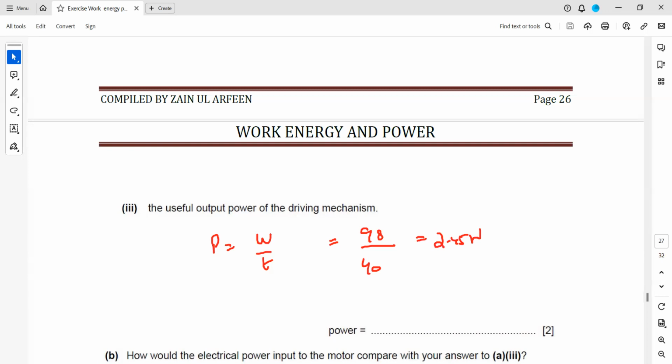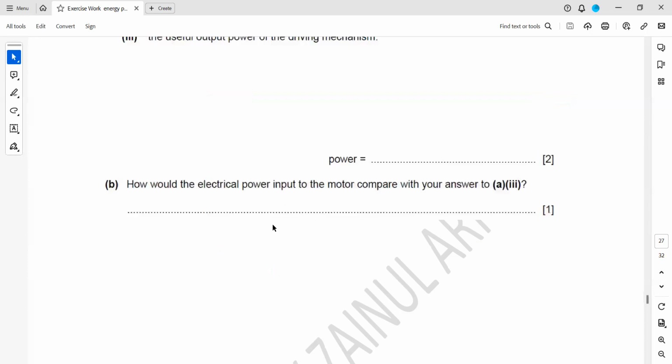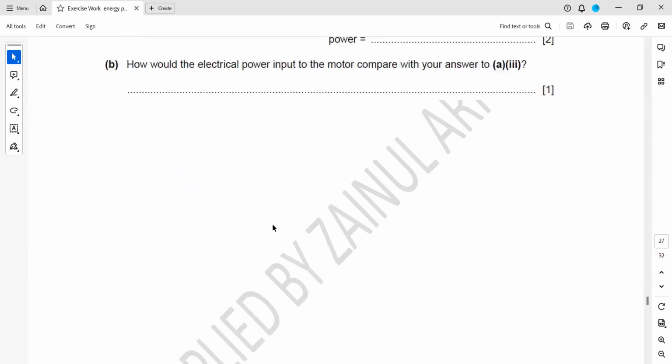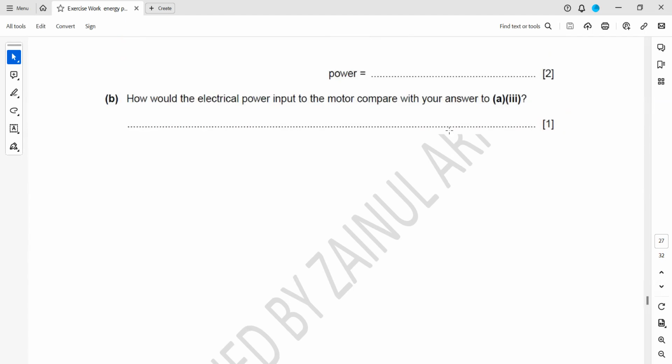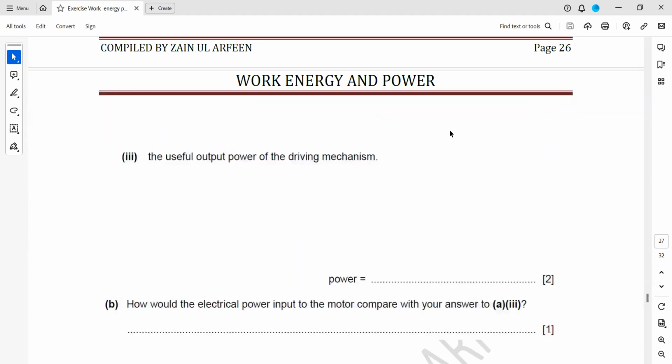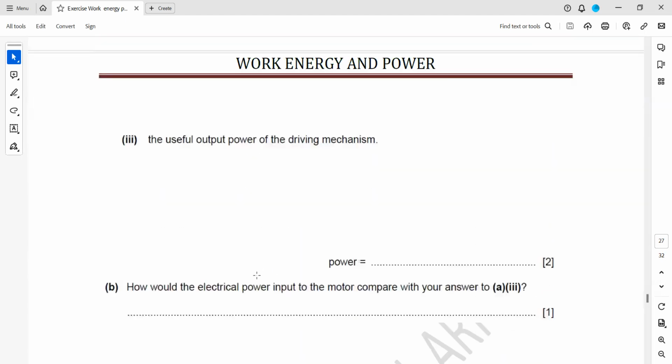Then we have the next part, which is how would the electrical power input to the motor compare to your answer. So in practice, what will happen? Like, electrical power input, and this is output power. So how does the electrical power input to the motor compare with your answer in A3? Like what is the relation, how are they related to each other?